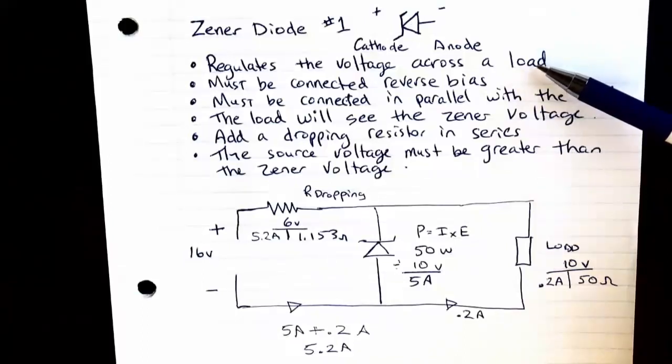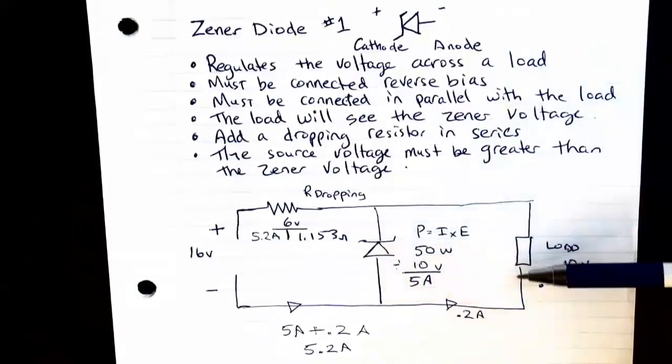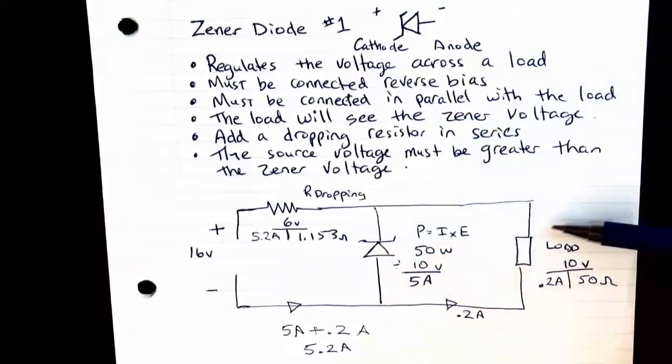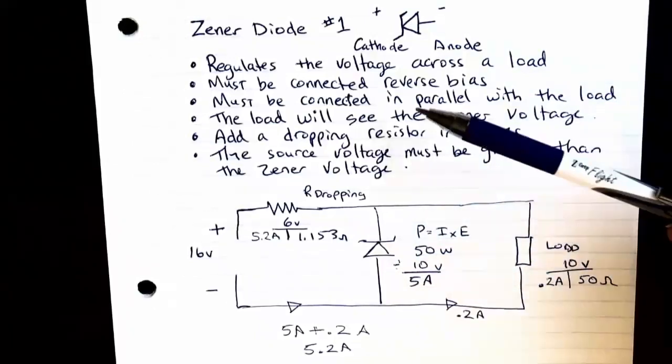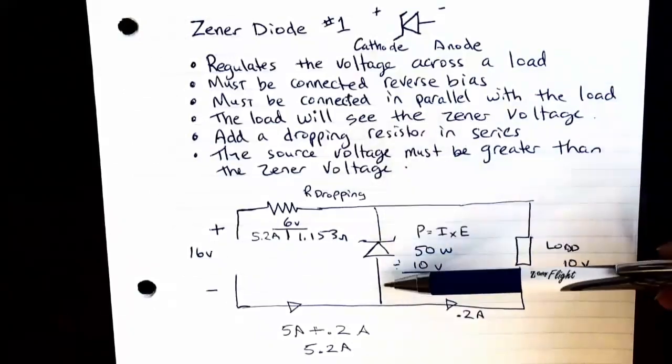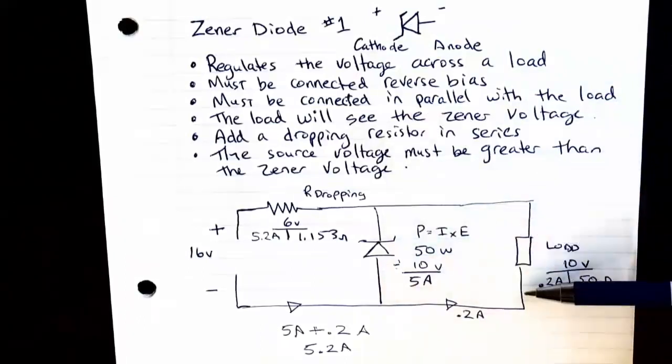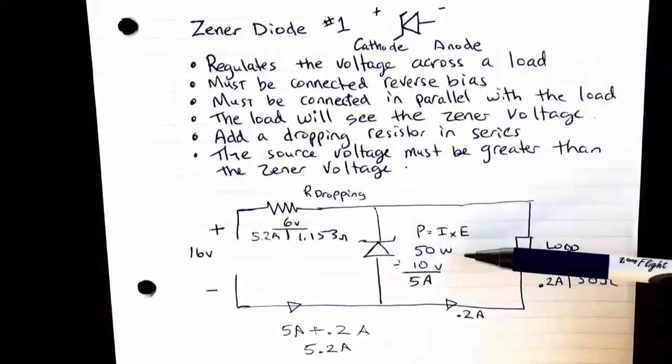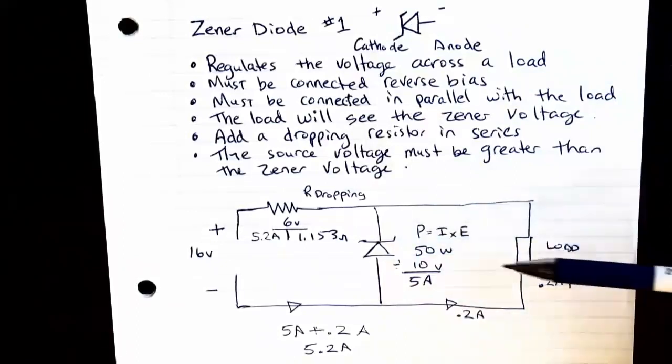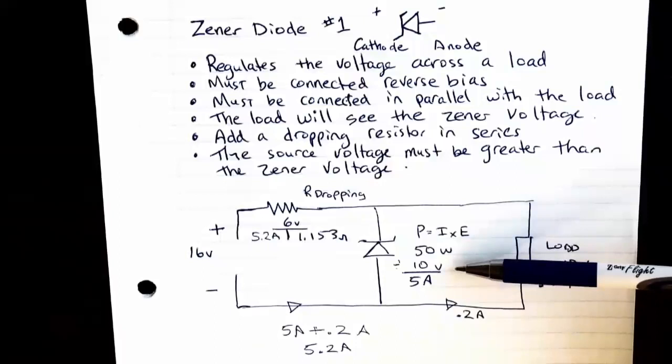The deal is that the Zener diode, when it's connected in parallel to the load, actually regulates the voltage that the load sees. So it has to be connected reverse bias, and it has to be in parallel to the load. Doing so will regulate the amount of voltage that the load sees, and the amount of voltage that it sees will be the same as the rating of the Zener diode.